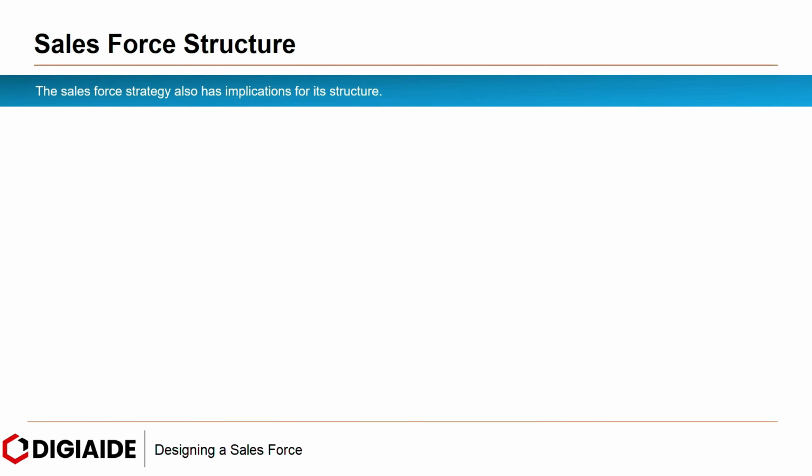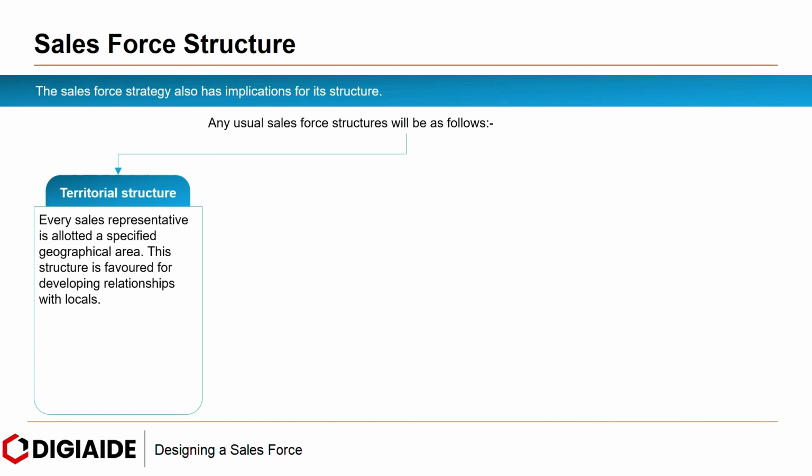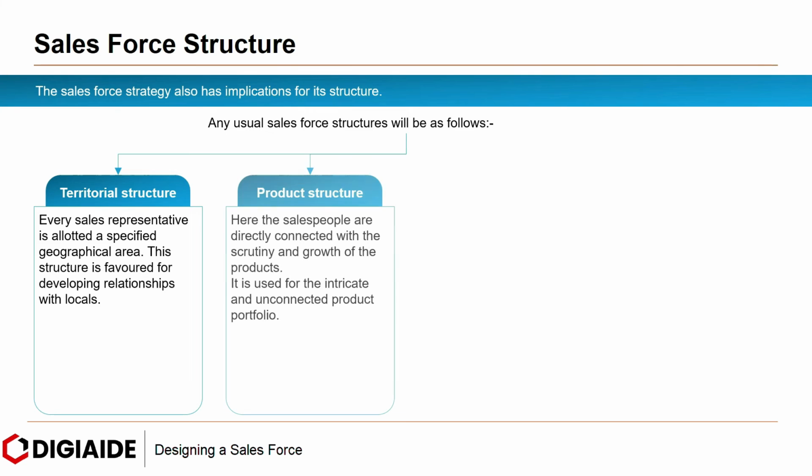Moving on to sales force structure. The sales force strategy also has implications for its structure. Any usual sales force structure will be as follows. First, territorial structure. Every sales representative is allotted a specified geographical area. This structure is favored for developing relationships with locals. Next, product structure. Here the salespeople are directly connected with the scrutiny and growth of the products. It is used for the intricate and unconnected product portfolio.